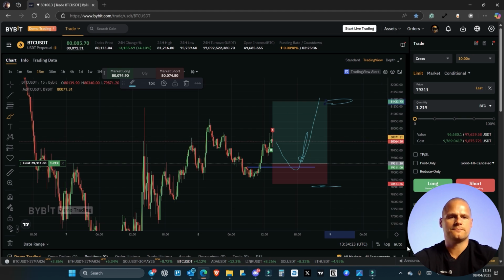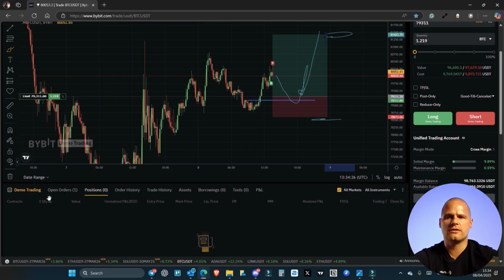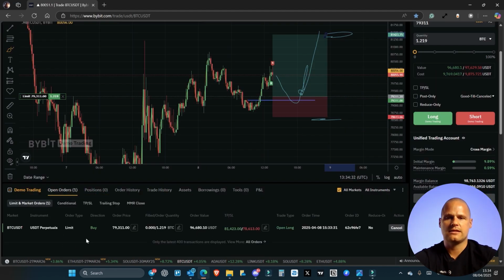Simple. Let's look lower and you go to the limit orders. Here is this buy and this TP and SL is here. You can see it in here, but you don't see it in the chart at this moment. Once your order will be filled, you will see it in here also, right? So that's how it works.